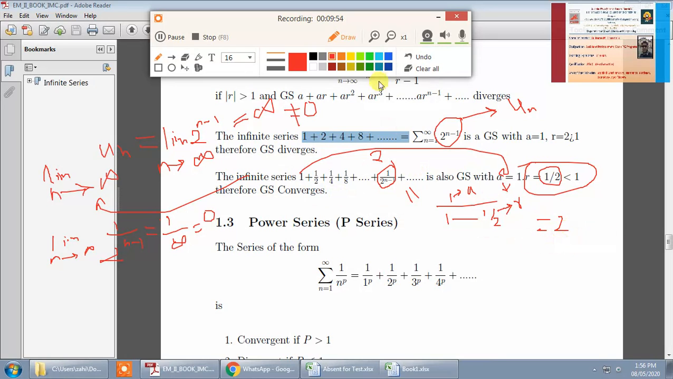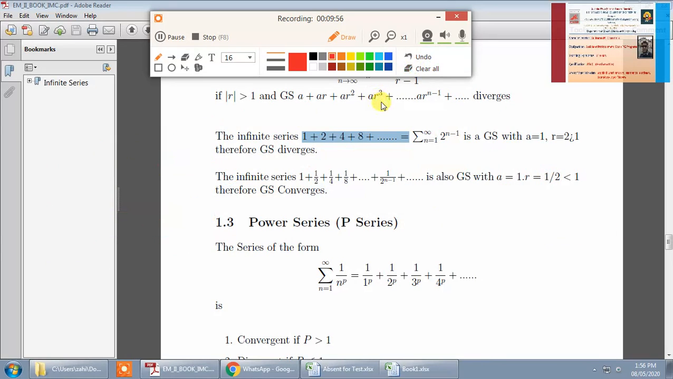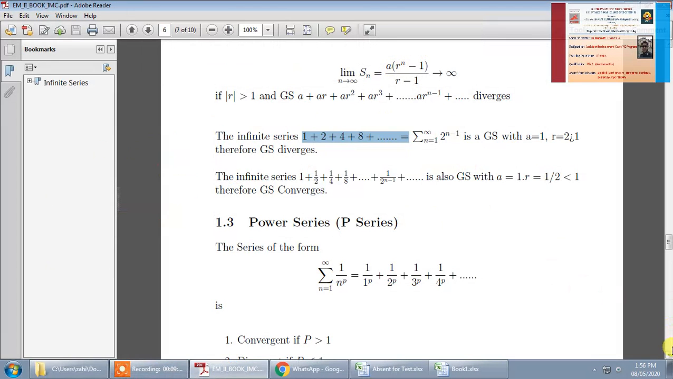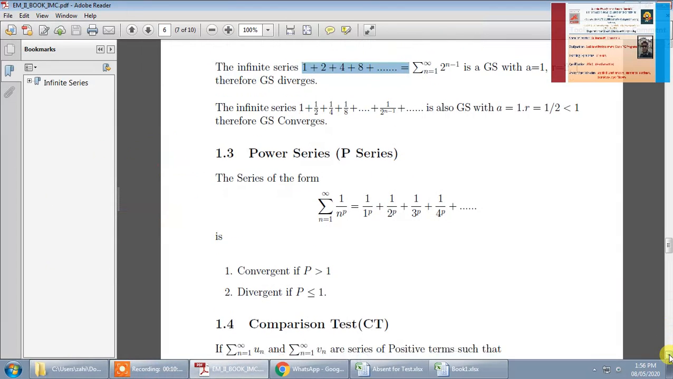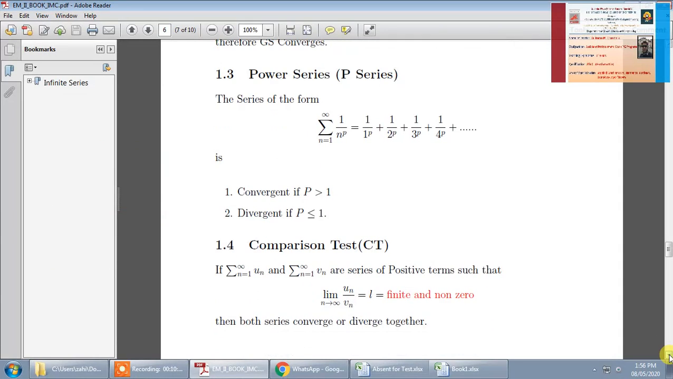Now after this we are going to discuss a very important thing, and that we are going to use even for our comparison test, and that is called the P series.